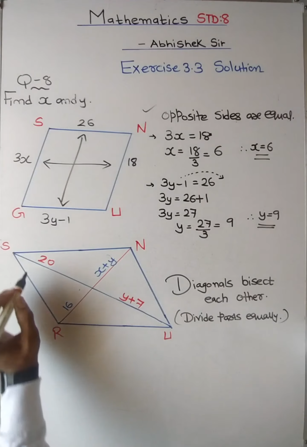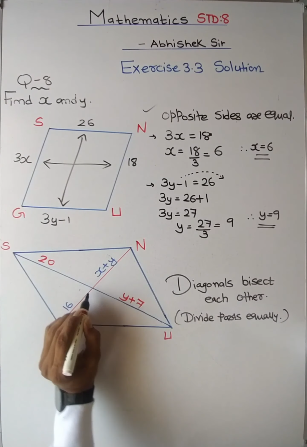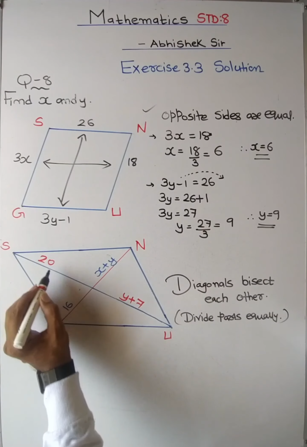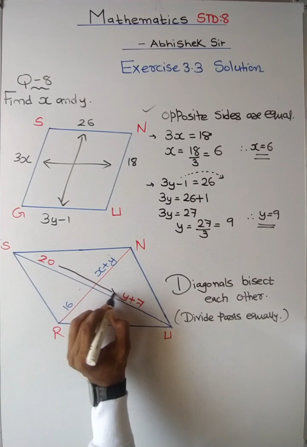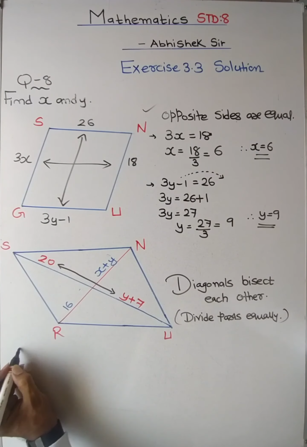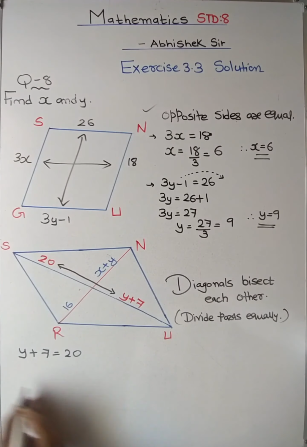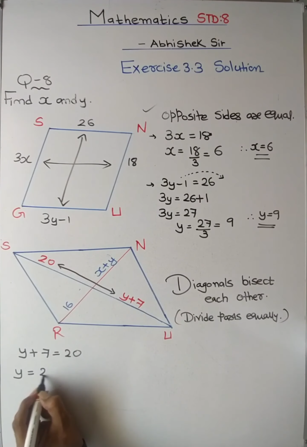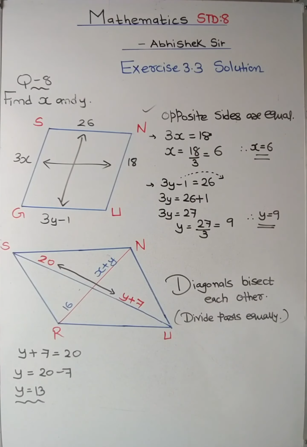That means here this part, the first one is 20 and the other part is y plus 7, so they both will be equal. Clear? So can we write that y plus 7 equals 20? So that will make y equals 20 minus 7 and that will be 13. Clear? So we got the answer y equals 13.